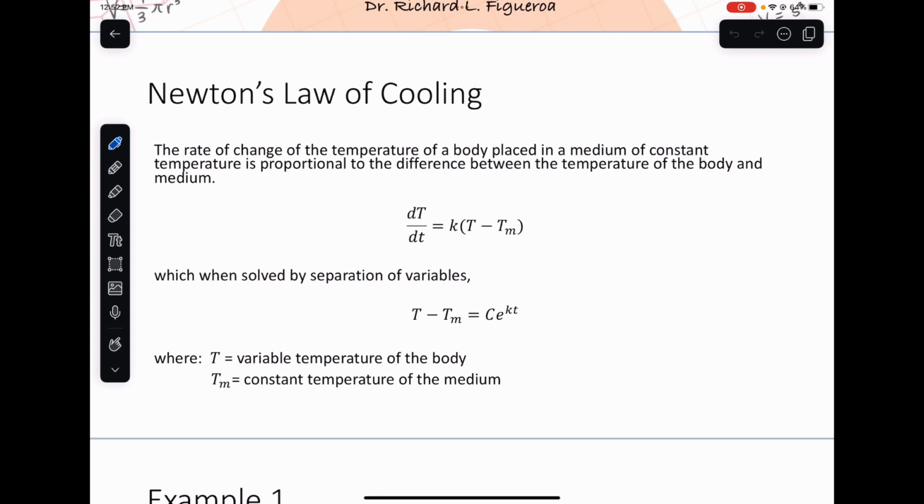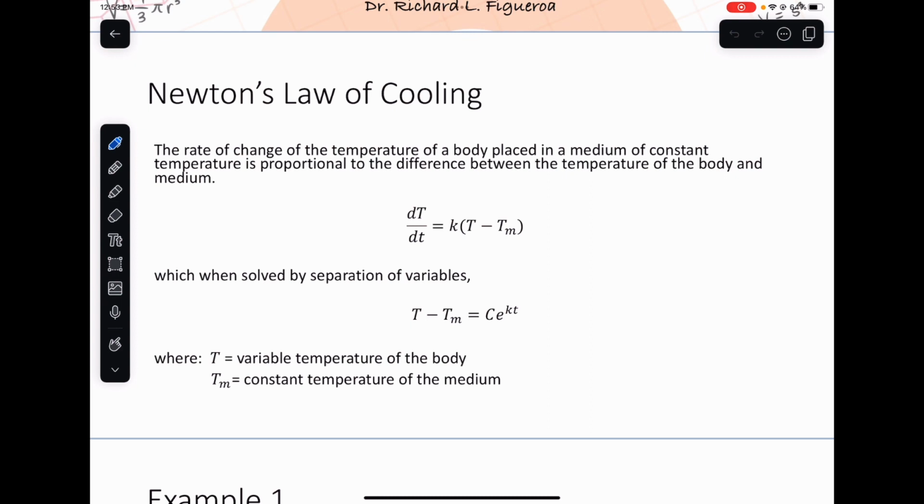So we can use Newton's law of cooling as long as there is a change in temperature in relation to a constant temperature of the medium. In solving problems pertaining to Newton's law of cooling, we always have to distinguish which is the body that we are talking about and what is the environment.